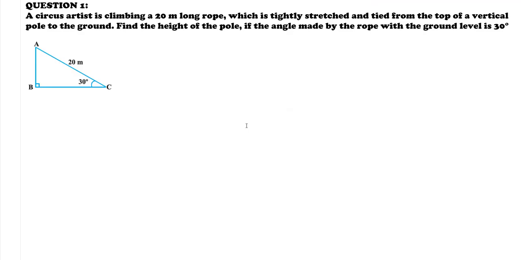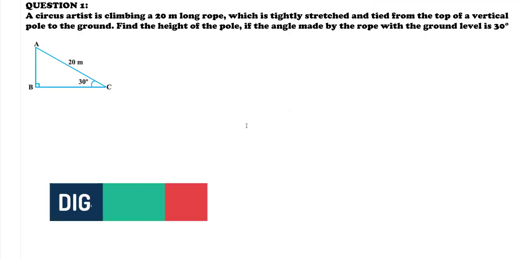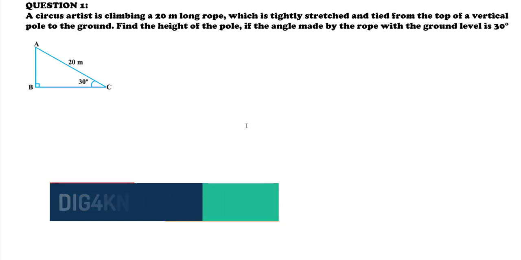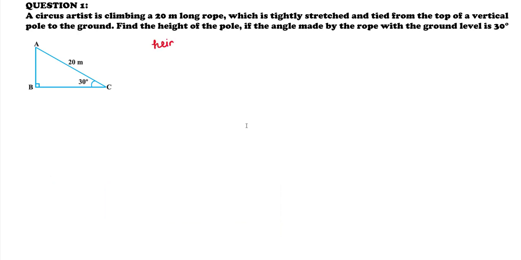Question 1. A circus artist is climbing a 20-meter long rope which is tightly stretched and tied from the top of a vertical pole to the ground. Find the height of the pole if the angle made by the rope with the ground is 30 degrees. So what is the height? Height is AB, the height of the pole. Then in right angle triangle ABC, right angled at B, we know that sine theta is equal to perpendicular upon hypotenuse. And here theta is 30.